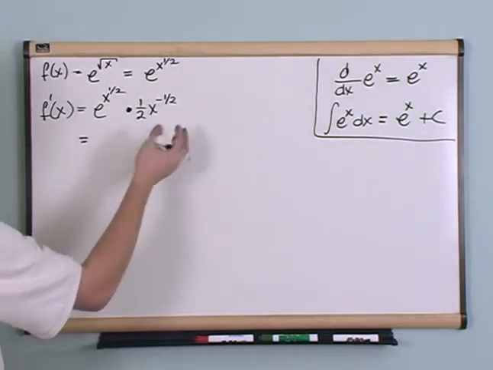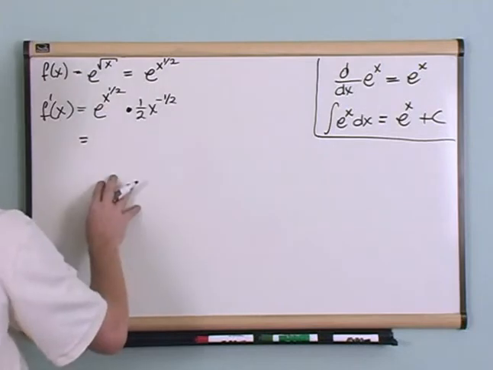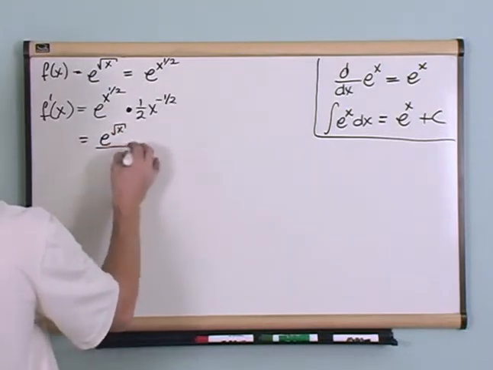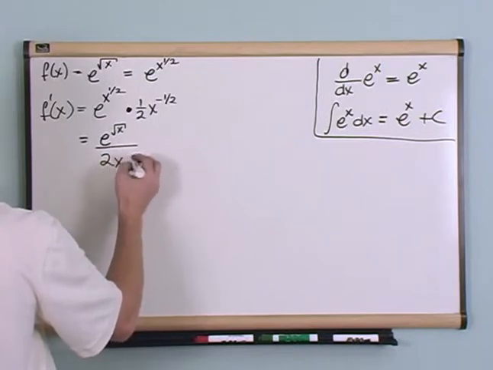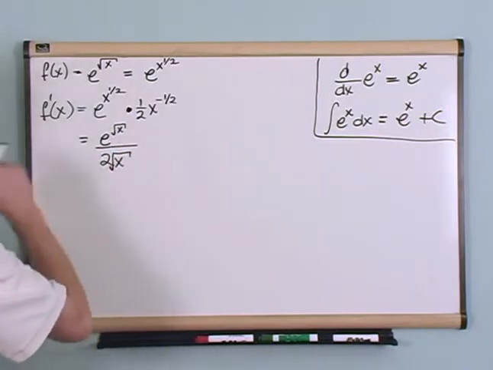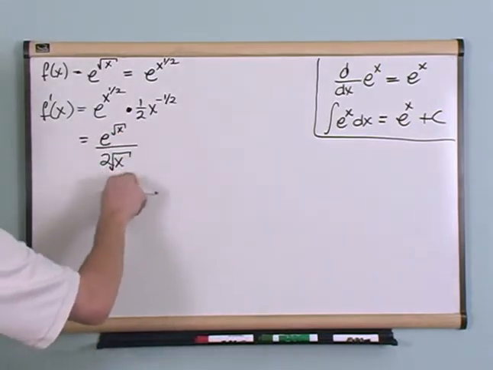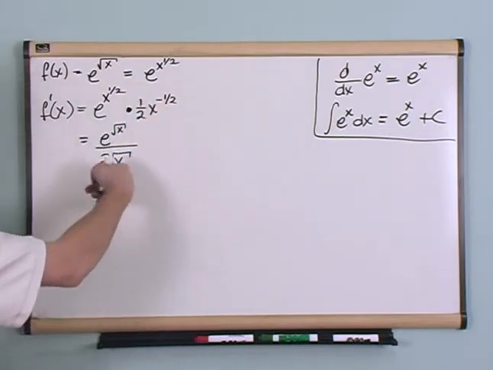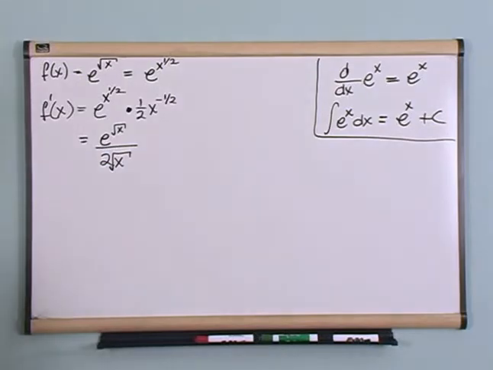I mean, there's nothing else to do. If you want to write it more in terms of the problem, then you would just have e to the square root of x over 2 times the square root of x. The 2 comes from here. The square root of x comes from this x to the negative 1/2. Move it down to the bottom, and then put that square root on it. And that would basically be the answer.